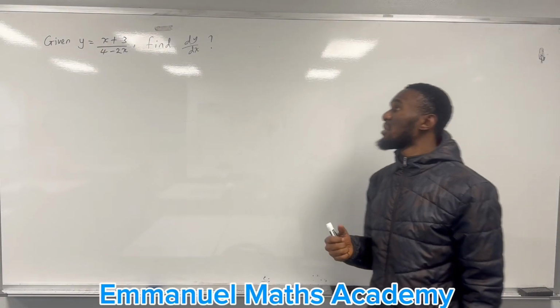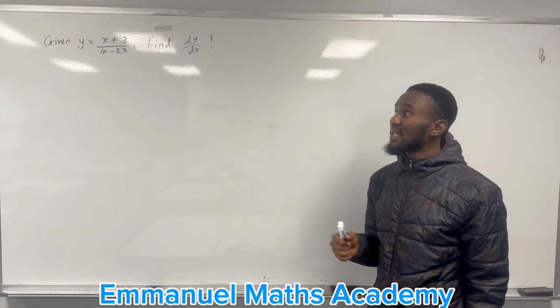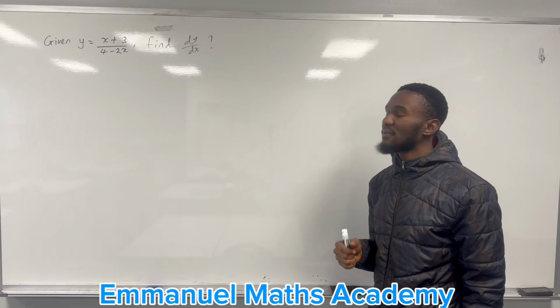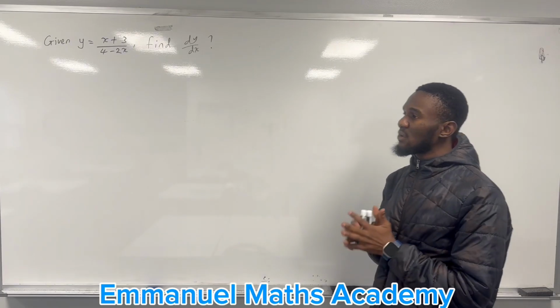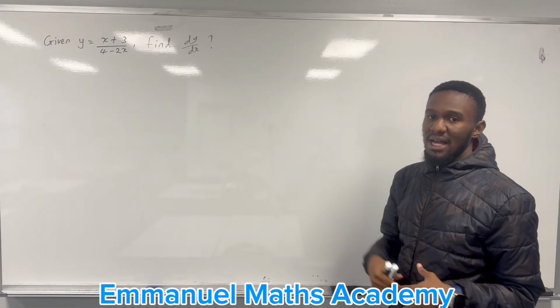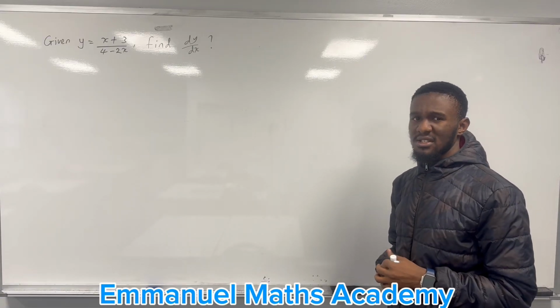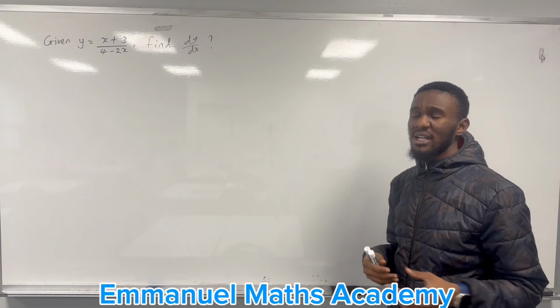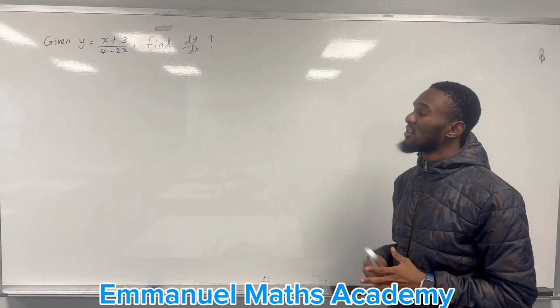Hello, so we have a problem on the board. Say given y equals (x + 3) over (4 − 2x), find dy/dx. We want to solve this by differentiating using first principle and the quotient rule, right? So let's do the two methods and compare whether we'll have the same result.